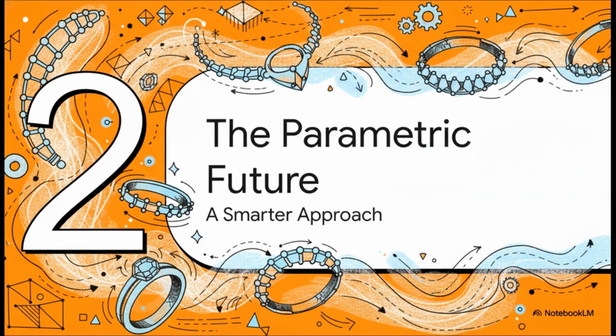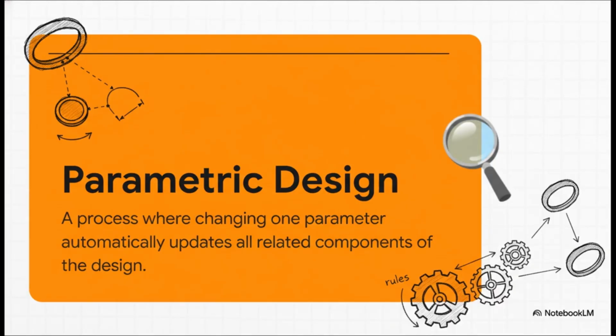But what if there was a better way? What if your designs weren't so rigid? What if they could be fluid, intelligent, and even responsive? Well, that's the promise of the parametric future. Parametric design. This is the key concept we really need to wrap our heads around. It's a whole different philosophy where all the parts of your design are linked together by rules and relationships. Think of it like a smart model. You don't just draw a ring shank. You tell the computer how it relates to the ring size and the stone setting. So when you change one thing, everything else just updates automatically.